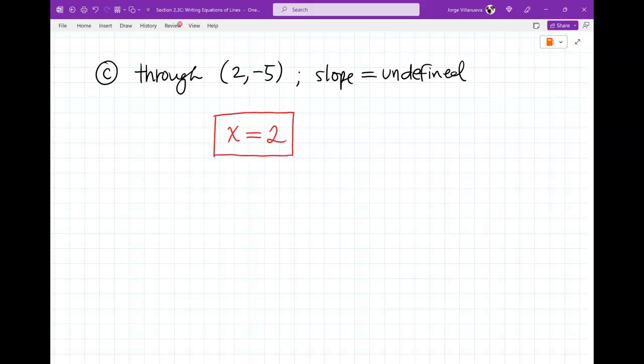It's undefined, straight up and down. Okay? So that one's pretty easy. There is one like that on your homework. I didn't do the one on your homework, but it's that quick. Okay? It does not take a long time. So we got one more to go, guys. One more example to do.